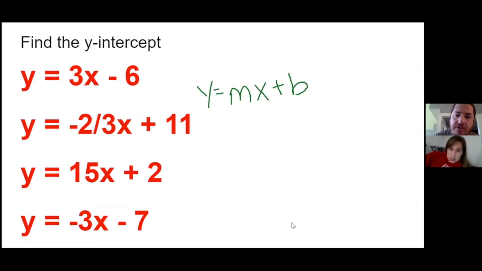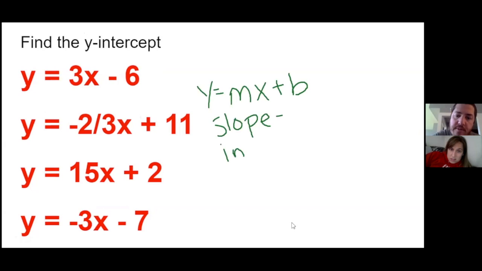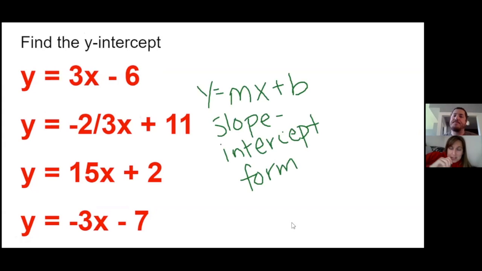Okay, so called slope, intercept, form. So, esto es un tipo de ecuación de línea, slope intercept form. ¿Es el nombre de esta fórmula? Is the name of that formula?